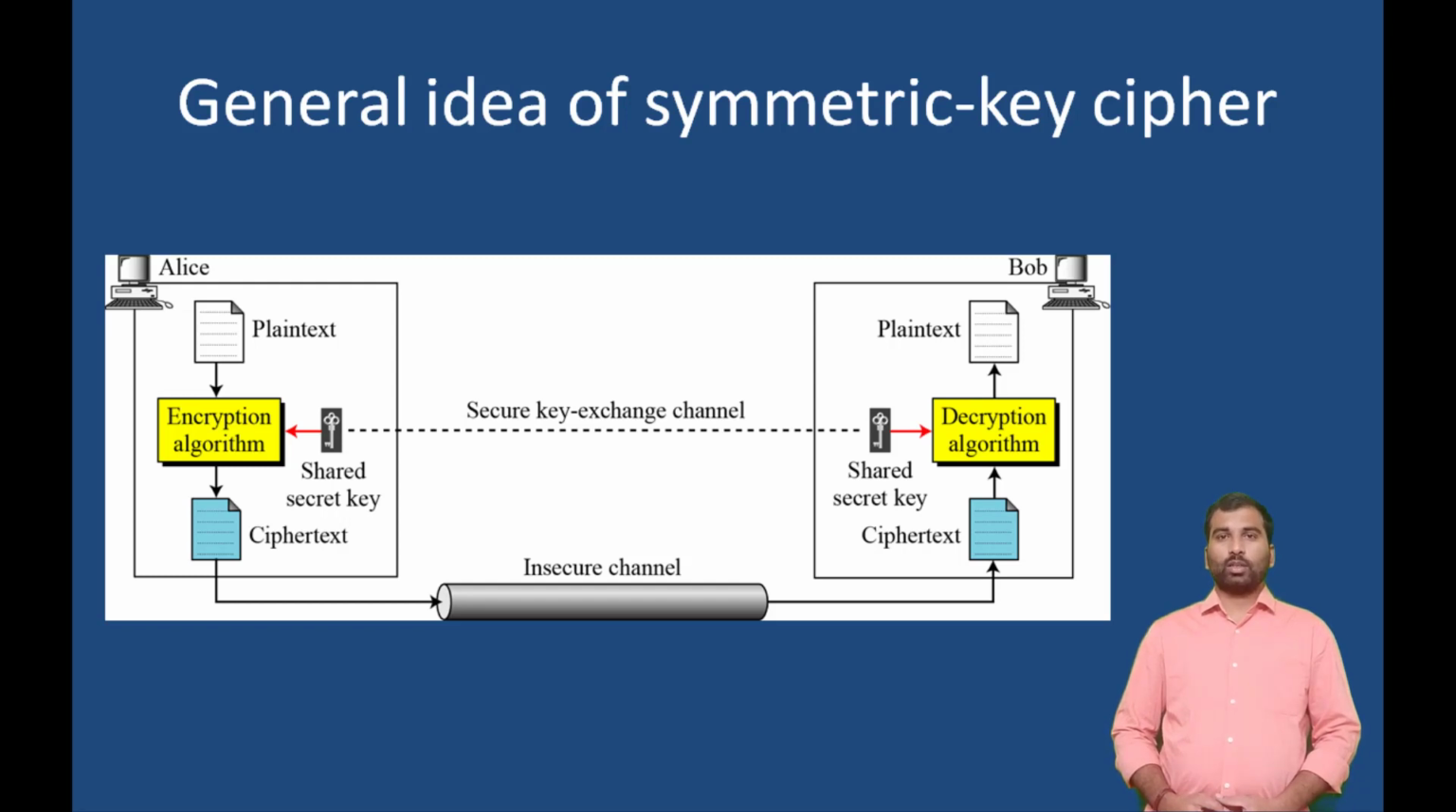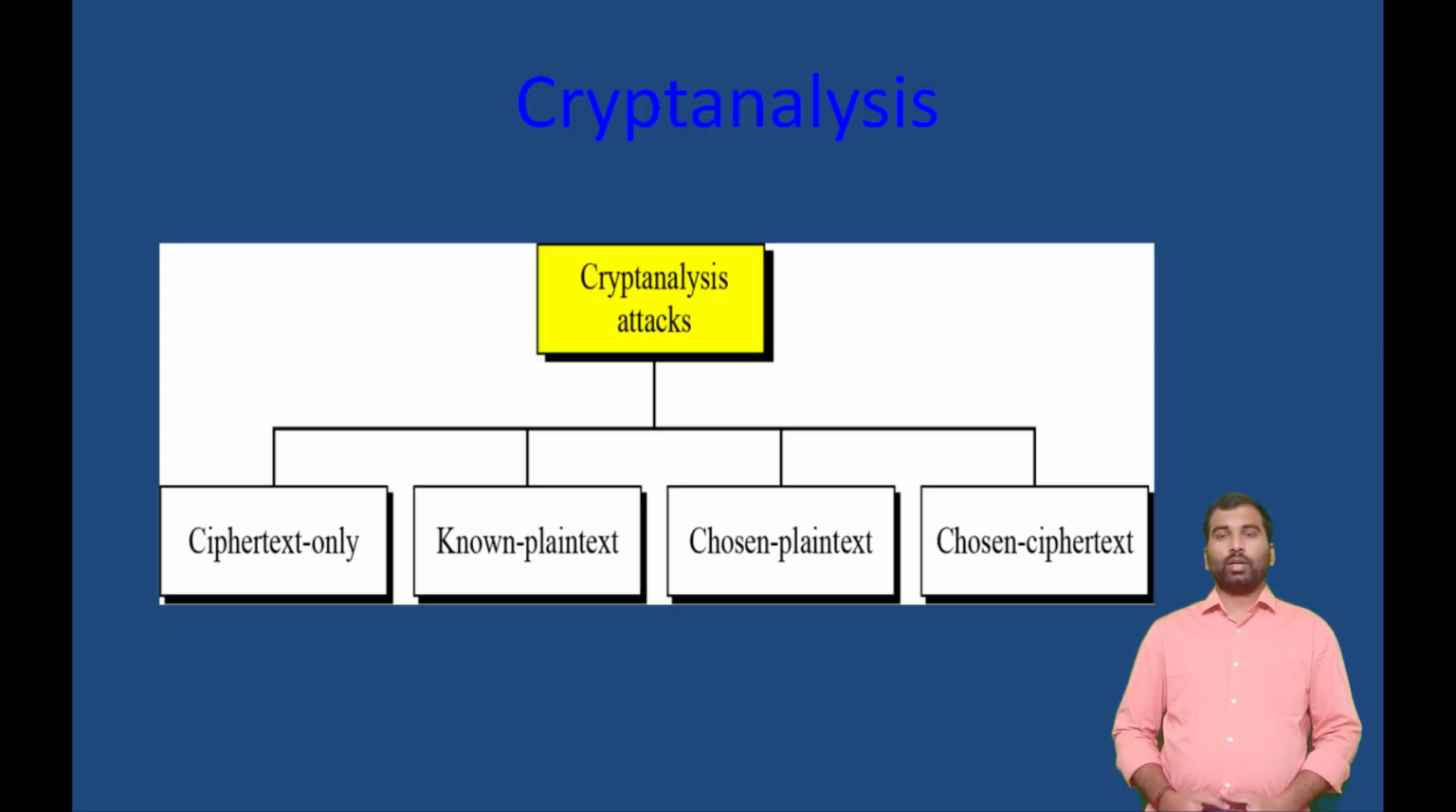So coming to the next one, cryptanalysis. As cryptography is the science and art of creating secret codes, cryptanalysis is the science and art of breaking those codes. Four types of attacks are available here. The first one is the known plain text attack. The second one is the ciphertext only attack. The third one is the chosen plain text attack. And the final one is the chosen ciphertext attack.